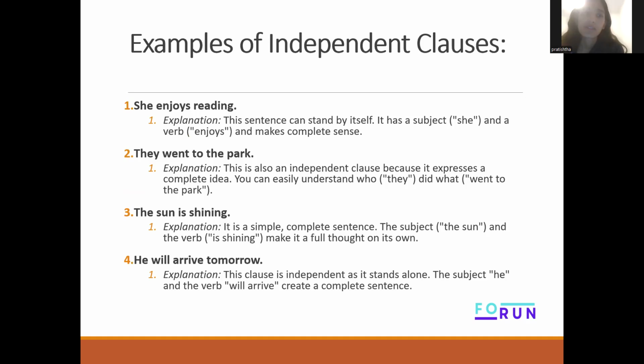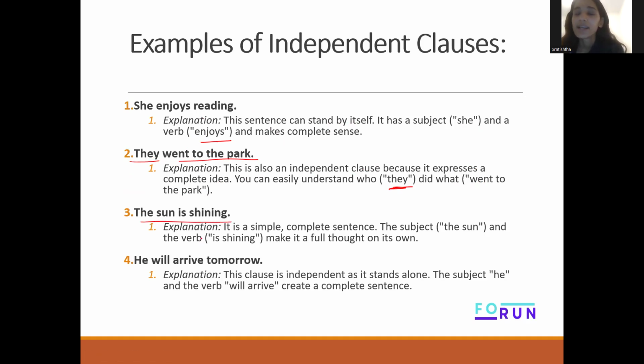Examples of independent clauses. She enjoys reading. This sentence can stand by itself. It has a subject, she, and a verb, enjoys, and it makes complete sense. Second, they went to the park. This is an independent clause because it expresses a complete idea. You know who they are and what they did. Subject, verb and object.